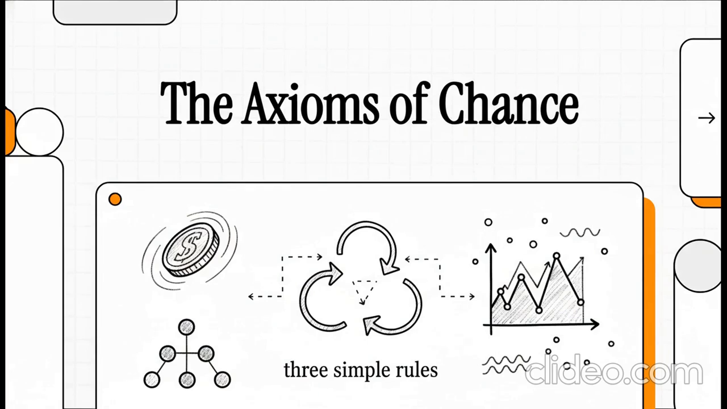We're all trying to get a handle on the future, right? From figuring out if it's going to rain to playing the stock market. But what if I told you the key to understanding all that chaos, all that unpredictability, wasn't some ridiculously complex formula, but actually just three simple, common-sense rules? Well, that's exactly what we're going to dive into today, the surprisingly simple foundation of all probability.